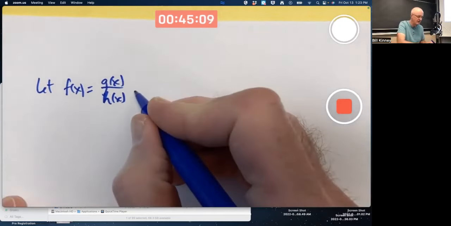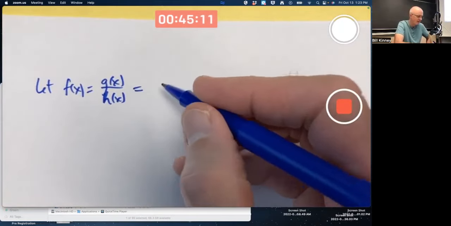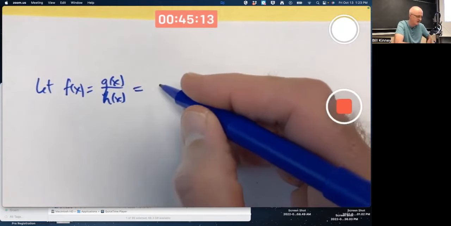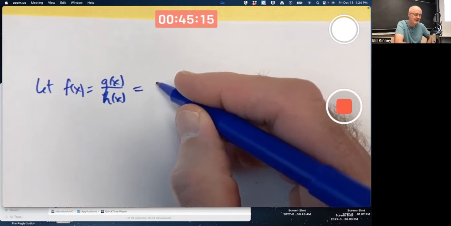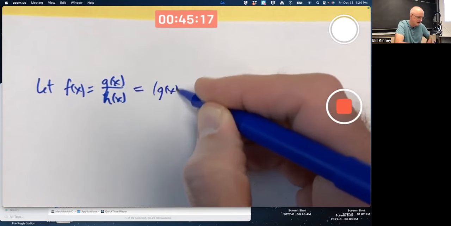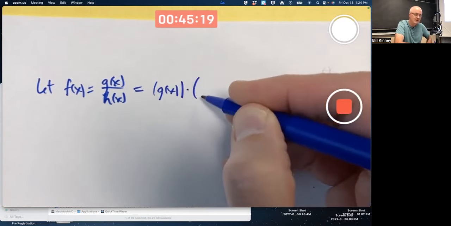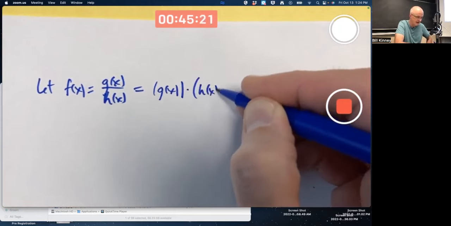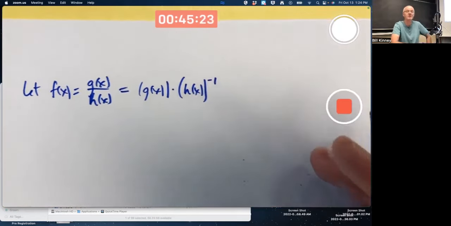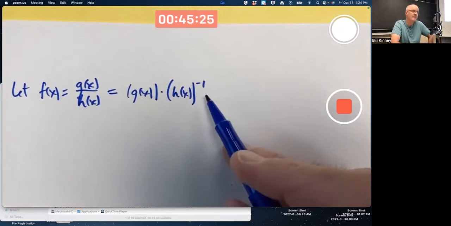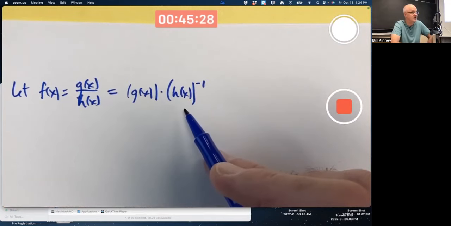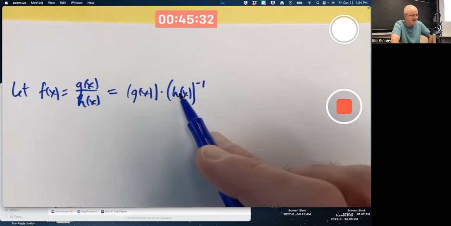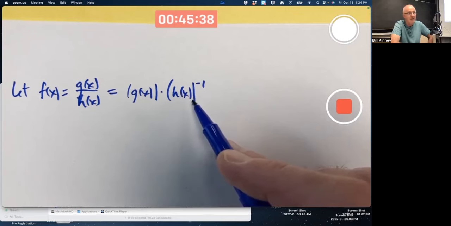So what I'm gonna do to help me do that is I'm going to rewrite this fraction, g of x divided by h of x, as g of x times the reciprocal of h of x to the -1 power. Notice that's a -1 power, not an inverse function. Those are different things. I got the -1 there, not above the h. It's not an inverse function, it's a power.